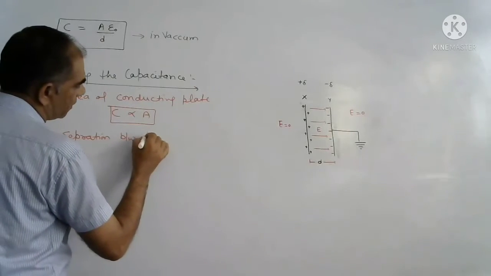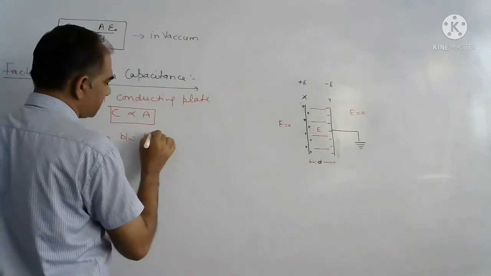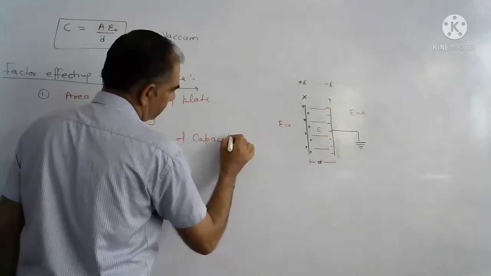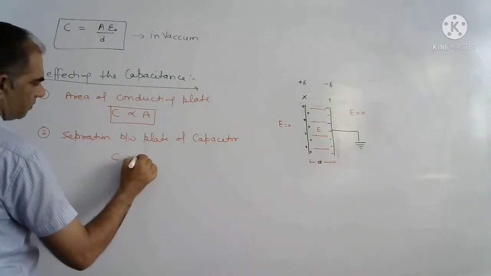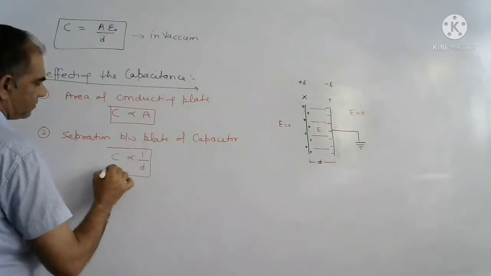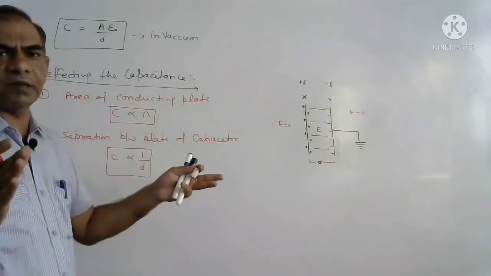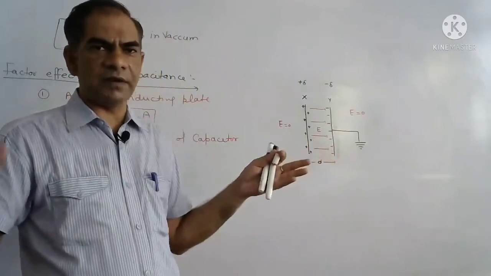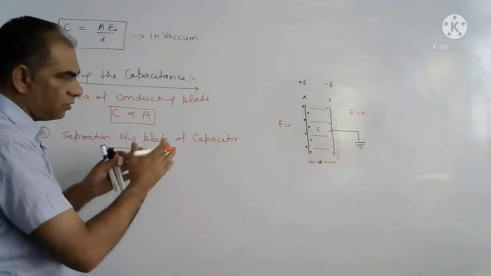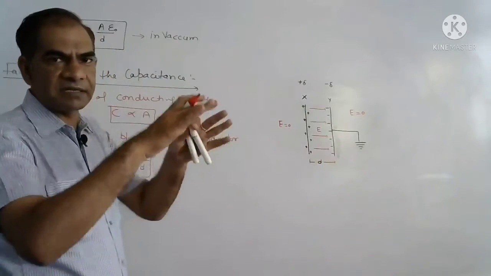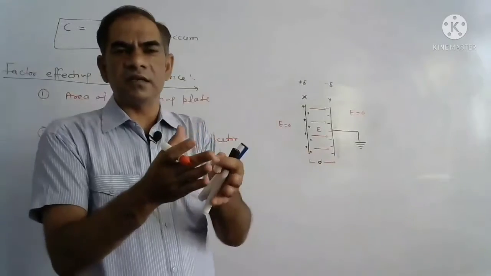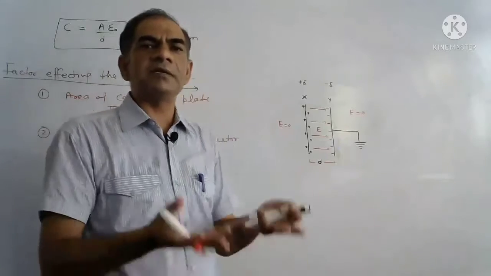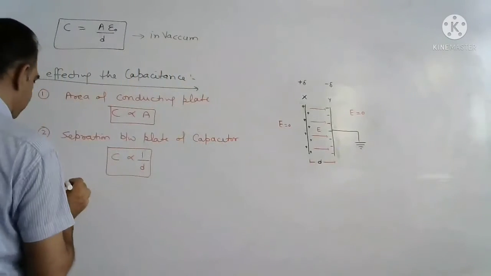Second is separation between the plates of the capacitor. It means that C is inversely proportional to separation. As we increase the value of D, or the separation between the plates increases, capacitance decreases. As we decrease the separation between these plates, meaning both plates come close to one another, then capacitance rises. This is an inverse relation.